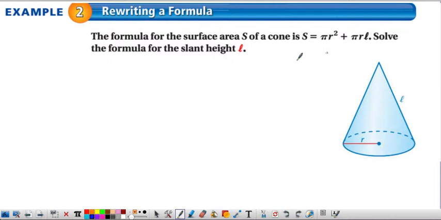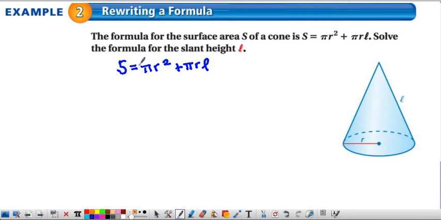Sometimes we have formulas. This is a pretty lengthy formula for the surface area of a cone. We have S equals pi r squared plus pi r L. Remember, whenever you're using an L, to use a cursive L, because then it doesn't look like a 1. And we're solving for L. So we want to get L by itself.